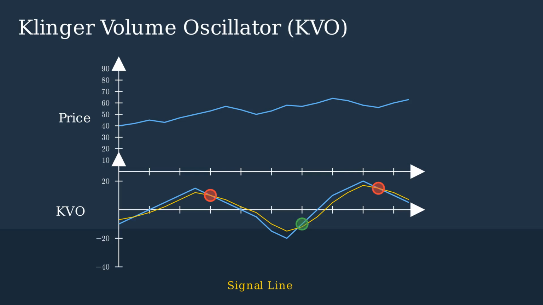One of the most powerful aspects of the KVO is its ability to identify divergences between price action and volume flow. Here we see a bearish divergence where price makes a higher high, but the KVO makes a lower high.